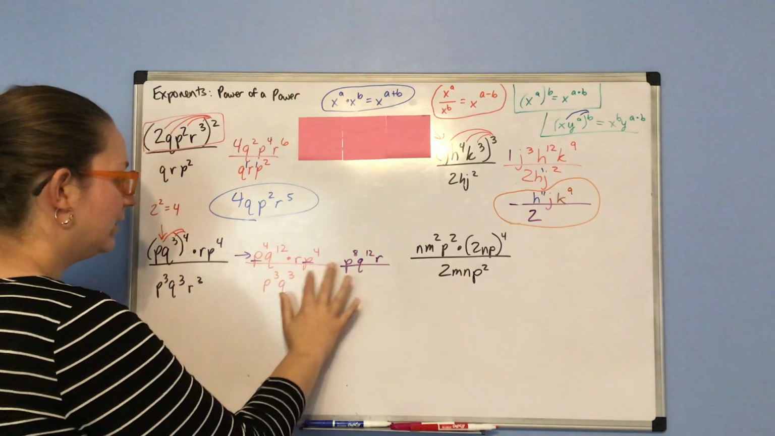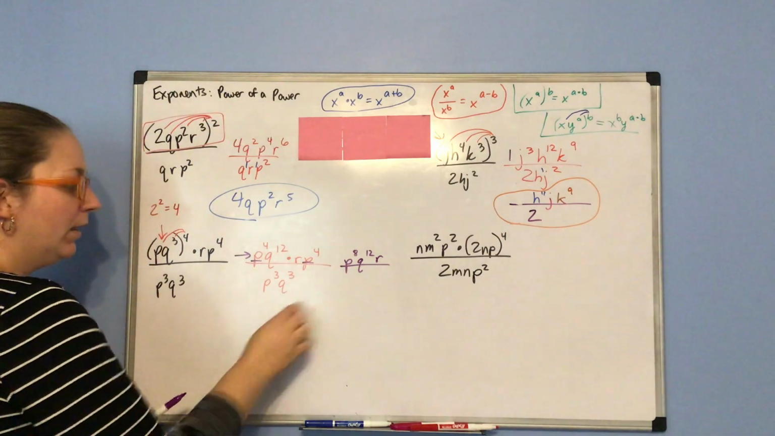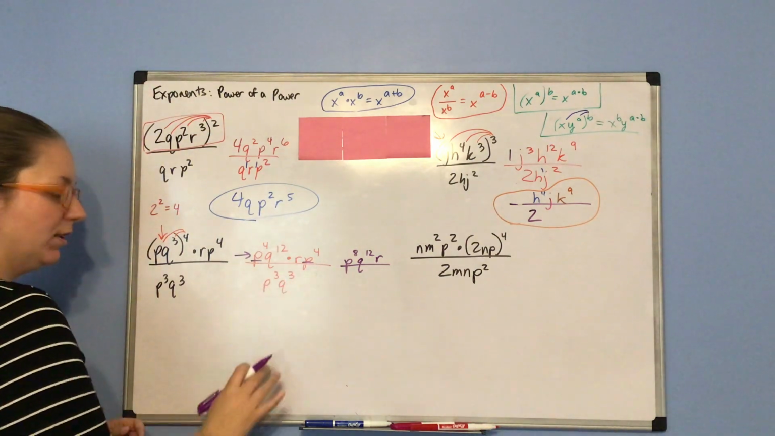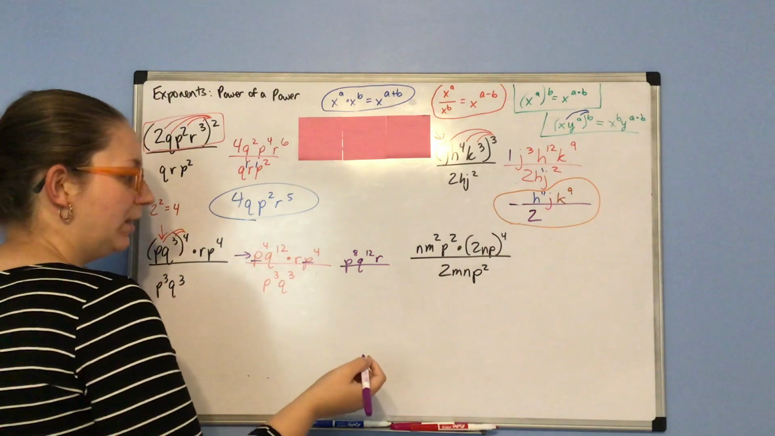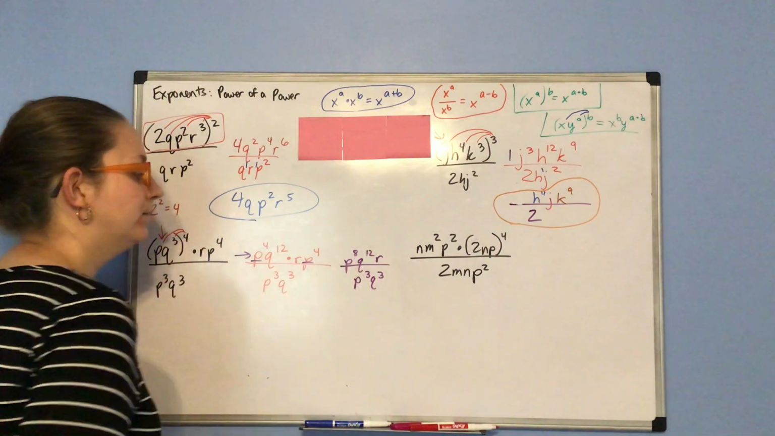And then I did not mean to write this r down here. I got carried away. Sorry about that. So we shouldn't have any r's in the denominator for those. I just made a mistake when I was writing this out. And our denominator has not changed.